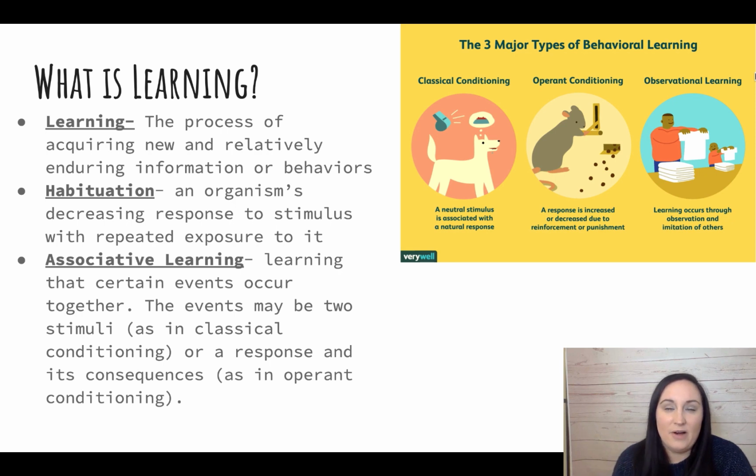We'll be talking about associative learning, and this is learning that certain events occur together. They are linked together. So there are two types of associative learning we'll be talking about. The first is classical conditioning in this module, and that is when we link two stimuli together. That is the linked association. Or in operant conditioning, when we link a behavioral response of ours or someone's to its consequence.